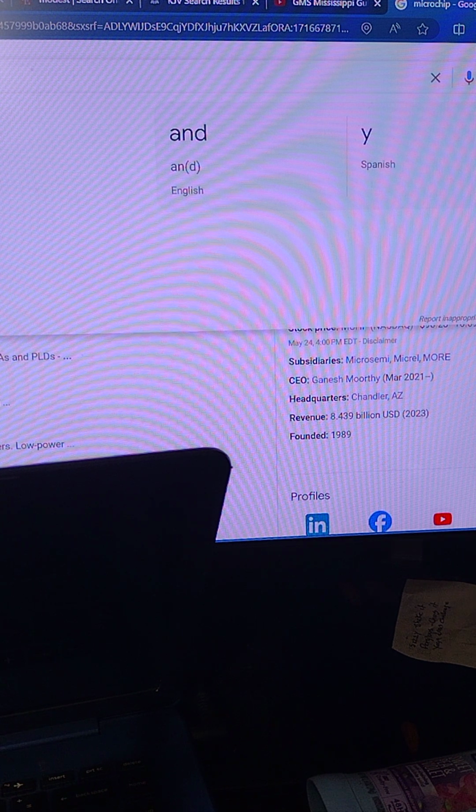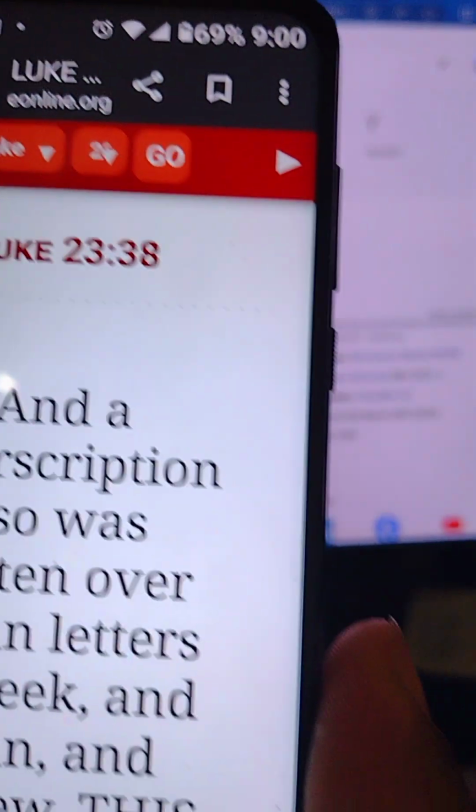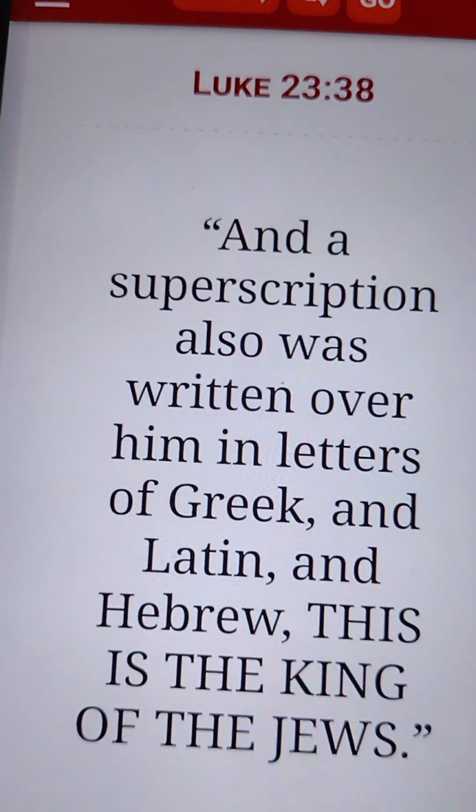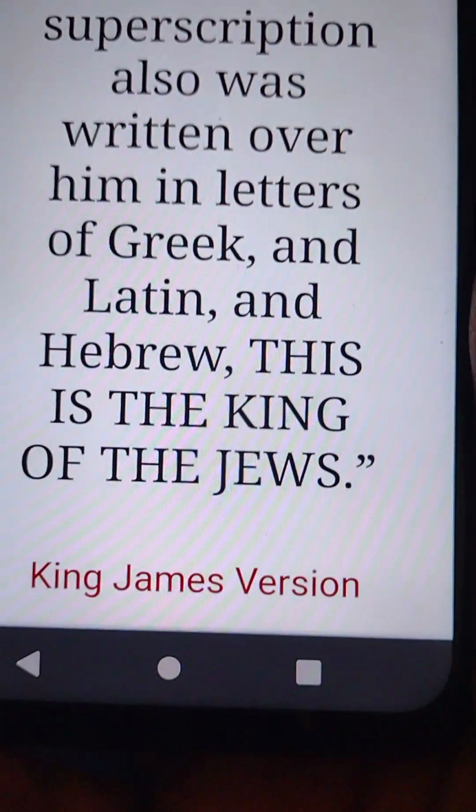Does the history ever teach over here in America that the so-called Mexicans were captives of Rome? Like we said, we go into the Hebrew, Greek, and Latin for a reason. That was written above Yahweh Shai when they slew him and hung him on a tree, an inscription in Hebrew, Greek, and Latin. King James Version, Luke 23:38: "And a superscription also was written over him in letters of Greek, and Latin, and Hebrew: This is the King of the Jews."